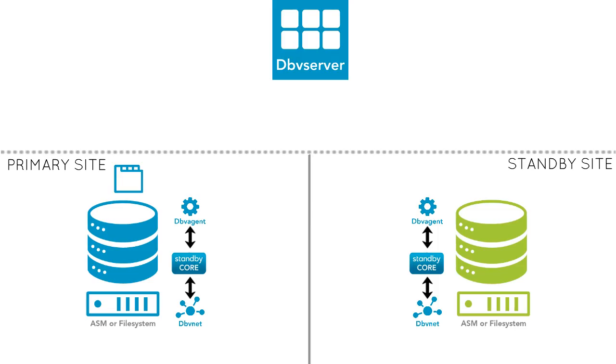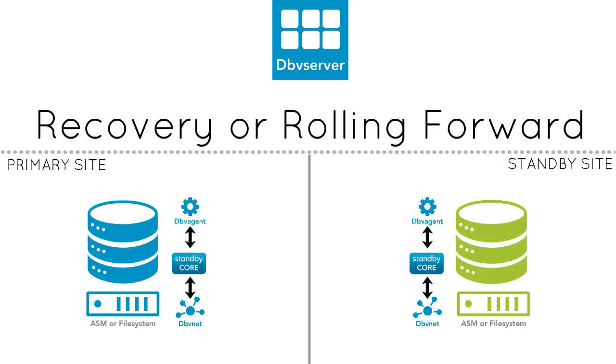Step 3. Log apply. The third step is to apply the transferred archive logs to the Standby database. In order to do this, Dbvisit Standby will use the transferred archive logs, which are now available on the Standby site, and apply them to the Standby database. This is also known as recovering or rolling forward the Standby database.